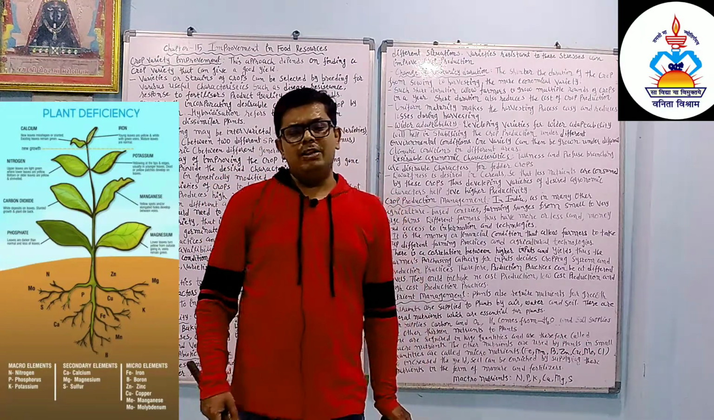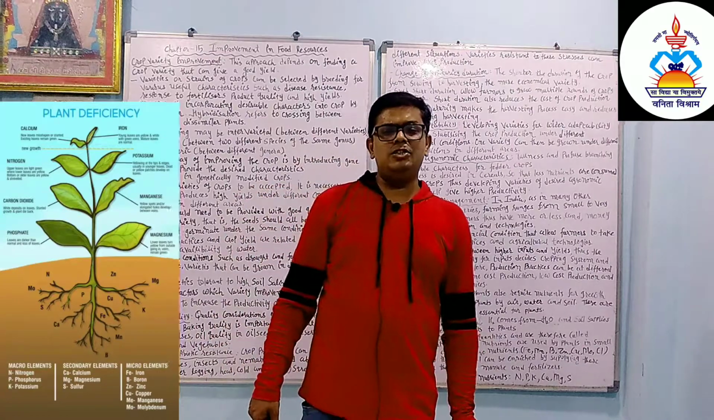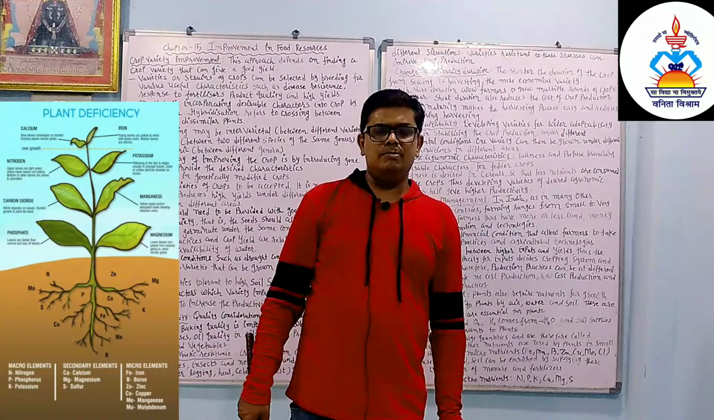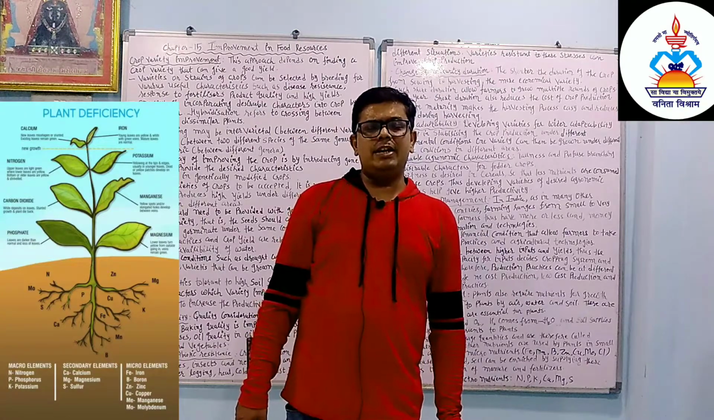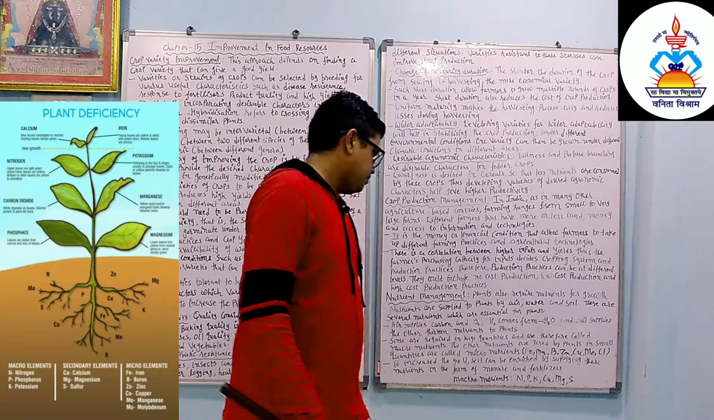Dear student, many times students make mistakes with magnesium and manganese. Magnesium is capital M and small g, and manganese is capital M and small n.